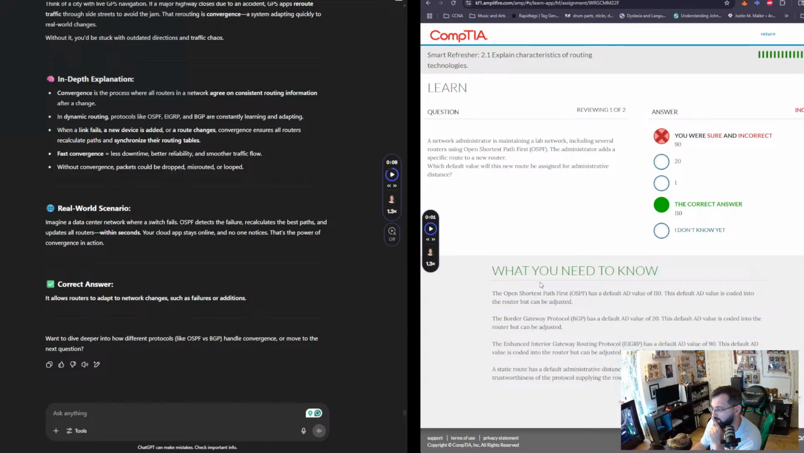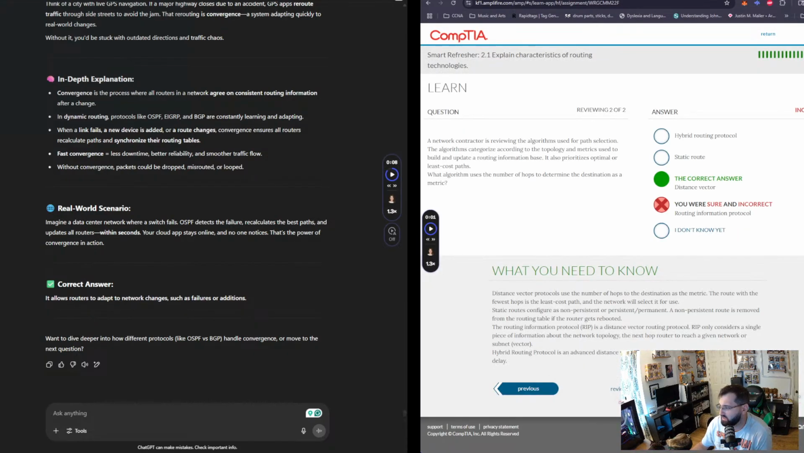This is just like the port numbers. You just got to memorize them. There's so much of this stuff that you just have to memorize. You just have to accept it in your heart. This is the answer. Okay, what's 20? Border Gateway Protocol. What's 90? Oh, that's EIGRP. Okay, next.